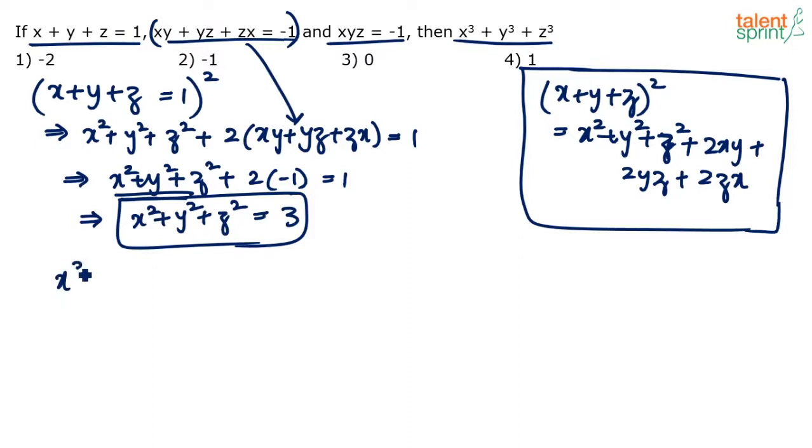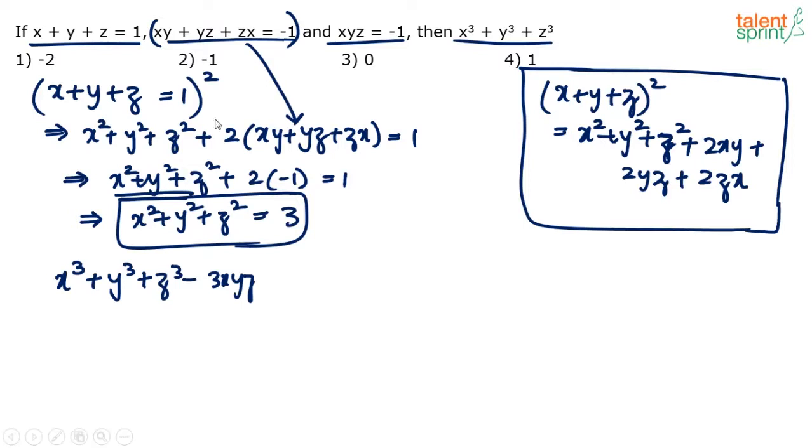You know this x cube plus y cube plus z cube minus 3xyz, right? X cube plus y cube plus z cube minus 3xyz equals x plus y plus z into x squared plus y squared plus z squared minus xy minus yz minus zx. Now this is a long formula, but you have to remember it. So what will this give you?